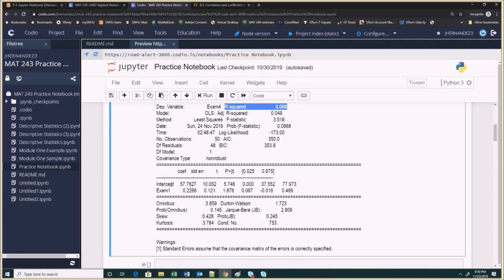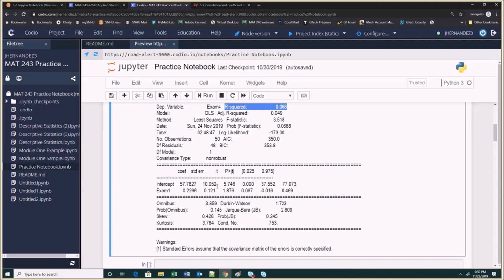So Professor Wan, looking at this output, if we had to create a regression model, what would be the values for parameters beta 0 and beta 1? In this particular case, the intercept or the y-intercept is 57.76 as stated in the model, and then the slope for exam 1 will be 0.23 if we round it to 2 decimal places.